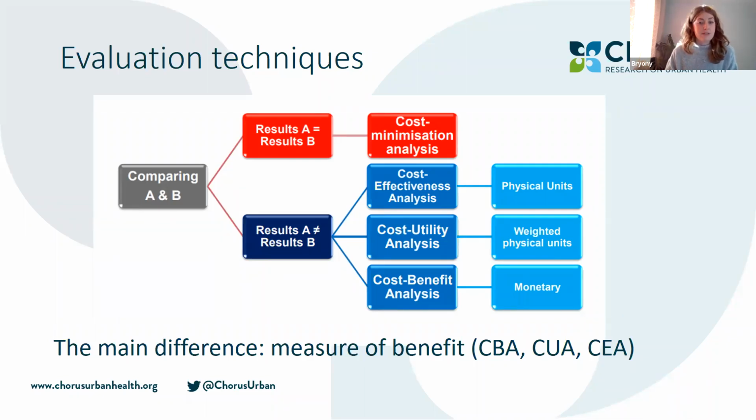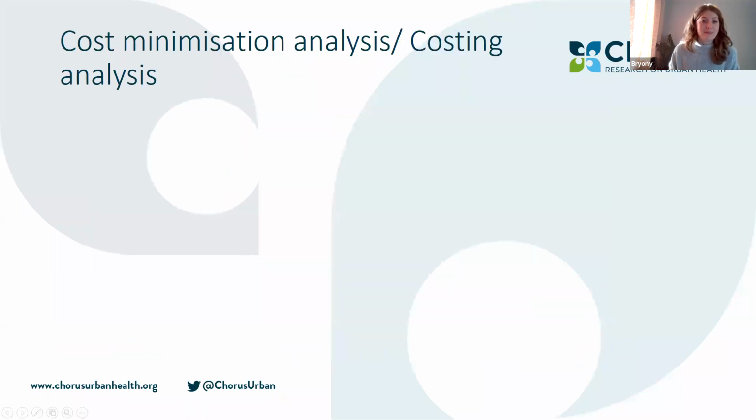So in cost effectiveness analysis, the benefits are measured in physical units. So that's health outcomes that can be directly measured, like changes in blood pressure or lives saved. In cost utility analysis, the benefits are measured in weighted units, which in practice usually means QALYs or DALYs. And in cost benefit analysis, the benefits are measured in monetary terms as well as the costs. So we'll have a look at each of these in slightly more detail.